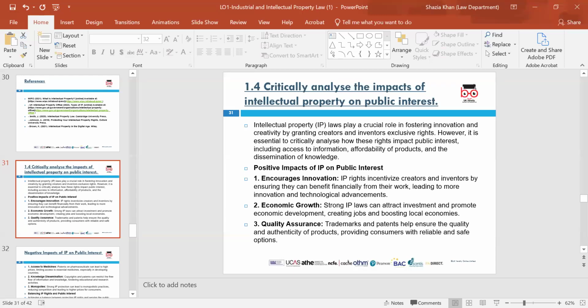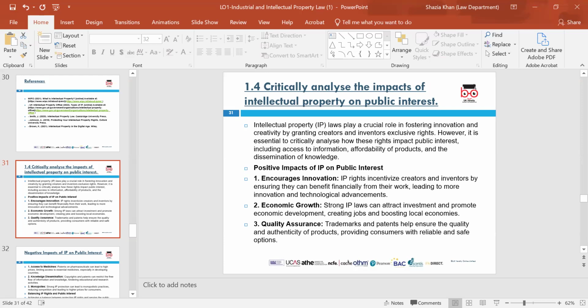So intellectual property laws play a crucial role in fostering innovation and creativity by granting creators and inventors exclusive rights. However, it's essential to critically analyse how these rights impact public interest, including access to information, affordability of products, and the dissemination of knowledge. So it's really important to take into account how these impact the public interest, and how they affect individuals.